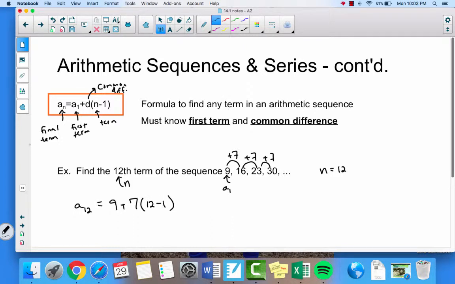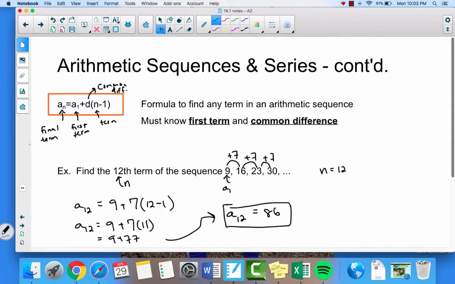So 12 minus 1. So now we've plugged in everything we know. We're solving for a sub 12. And that's going to get us 9 plus 7 times 11. And that gets us 9 plus 77, which we know is going to get us that a sub 12 is equal to 86. And then we're finished. And of course, you could have done this by hand, added 7 12 different times, and that would end up with the 86. But it's much easier to just plug into your formula and do the quick calculation. And especially if I were to ask you to find the 110th term, you wouldn't want to add 7 all the way to that term. So use the formula and then you should be good to go.